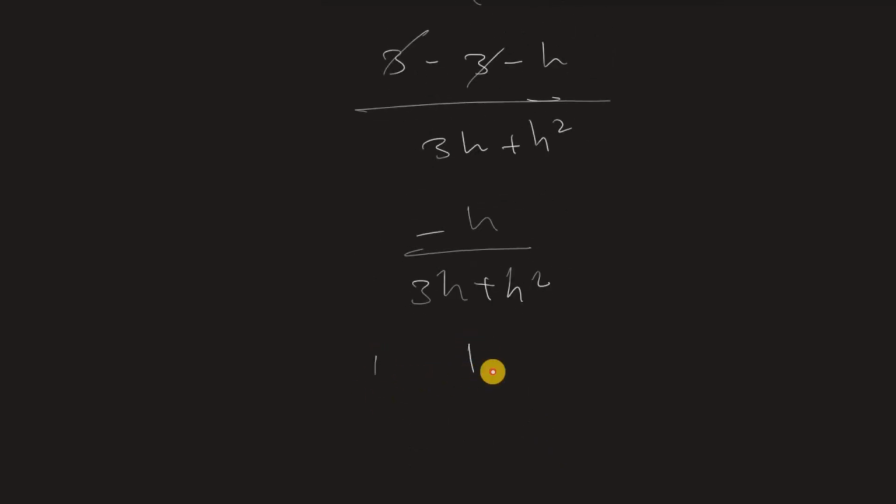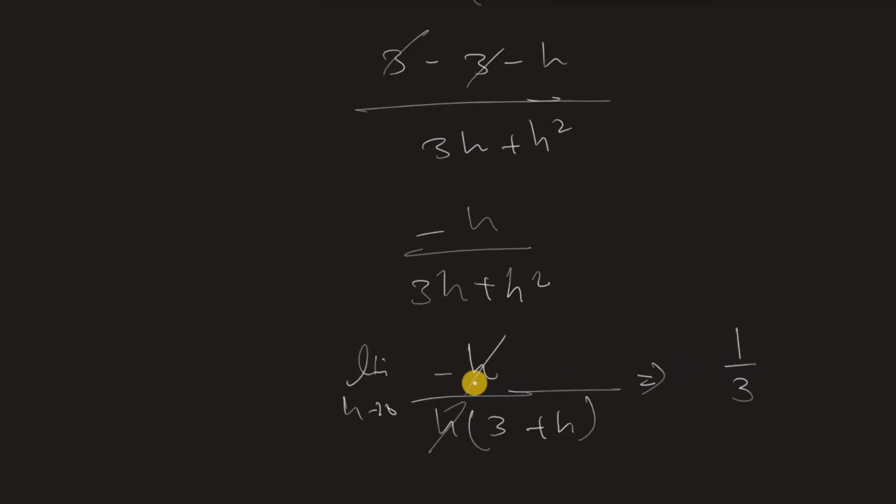You see at the top we already had an h, so this would be limit as h approaches 0. Okay, and we are factoring out h, so we're left with 3 plus h at the bottom. If we go ahead and plug the limit in, we should get 1 over 3, and there's a negative as well, so negative 1 over 3.